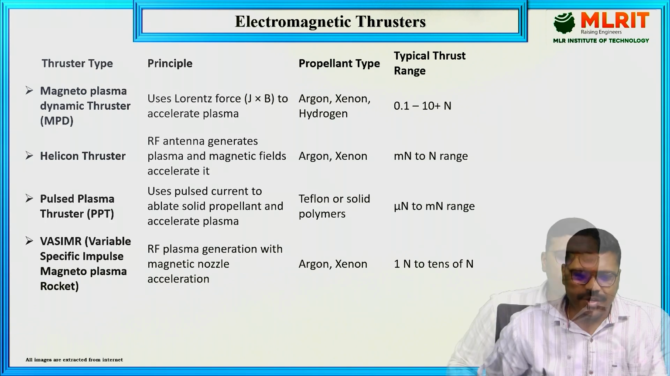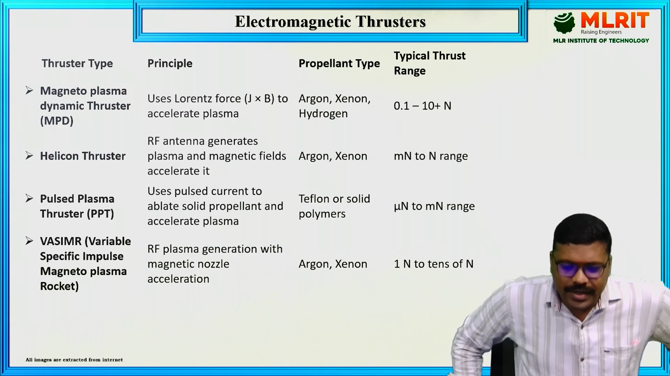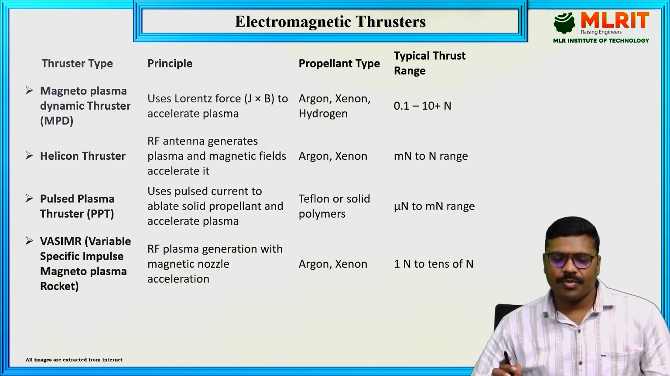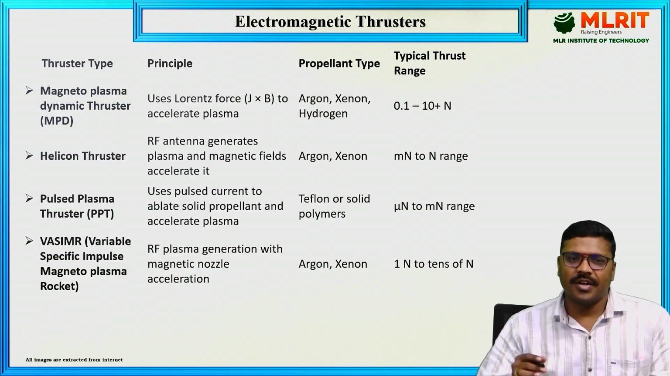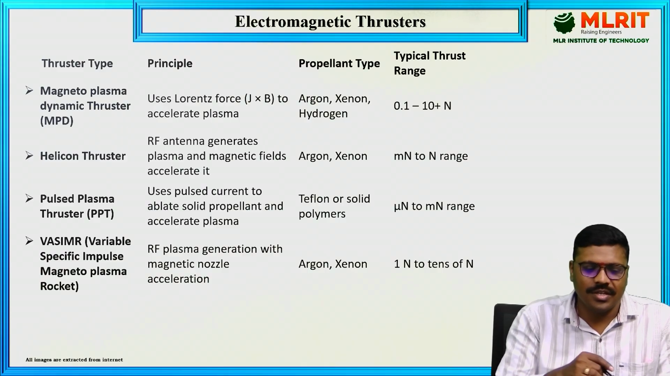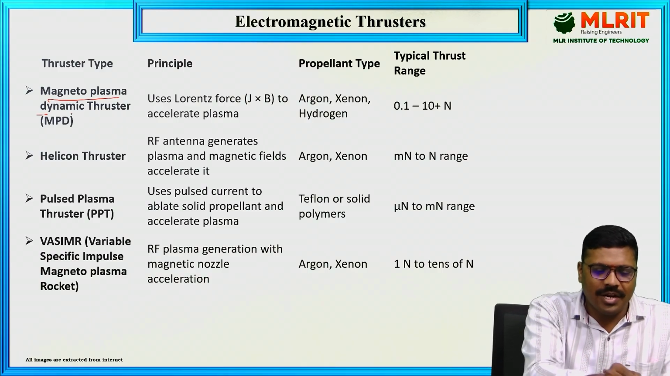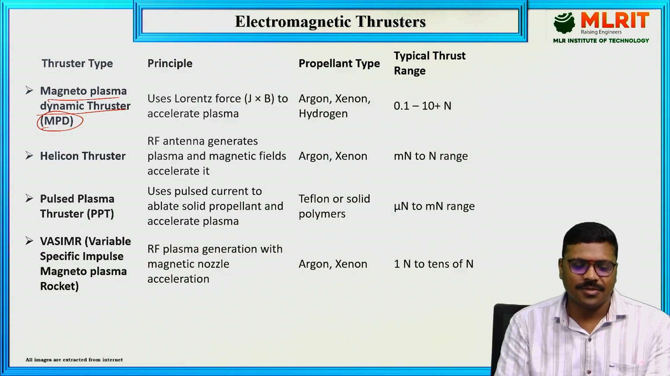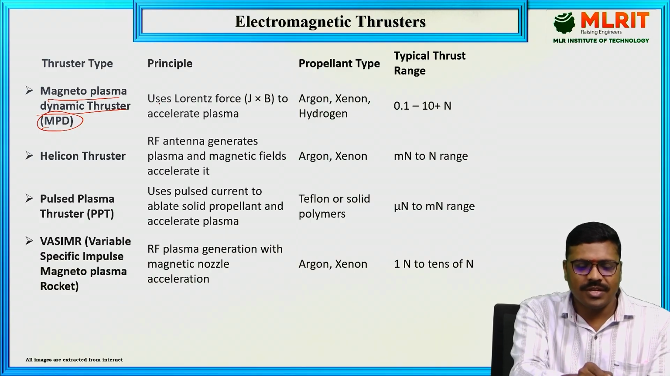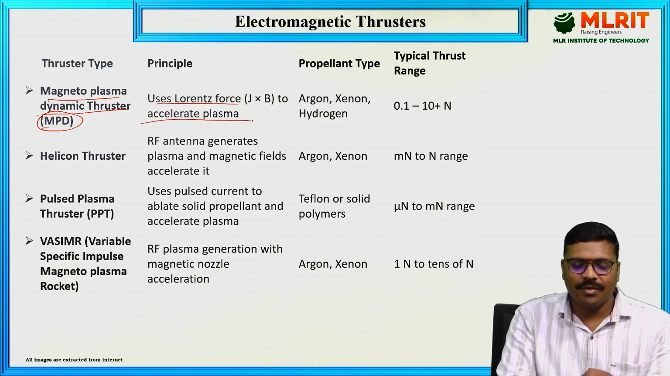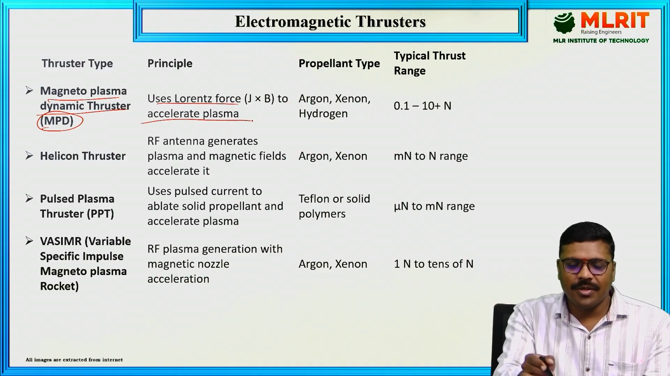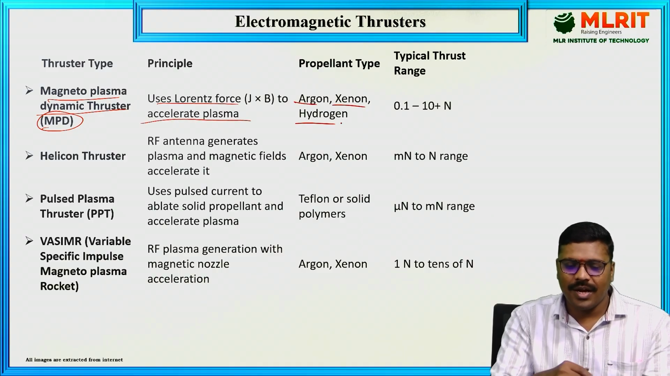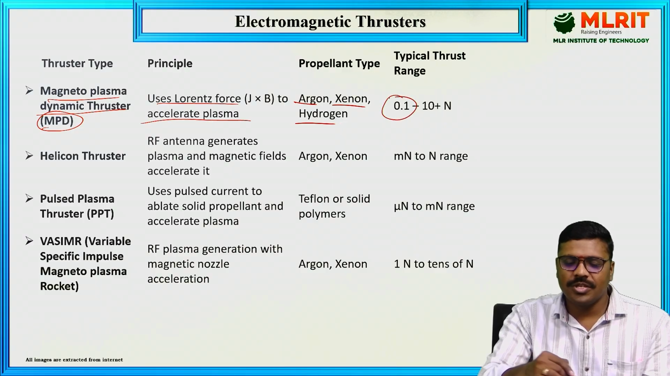Next, comparison. We can go through different electromagnetic thrusters here, and also the principles and propellants used for them, and also the thrust ranges. The magnetoplasmadynamic thruster, MPD thruster: the principle used is Lorentz force to accelerate the plasma. The propellants used in MPD thrusters are argon, xenon and hydrogen. The thrust range is around 0.1 to 10 newtons.